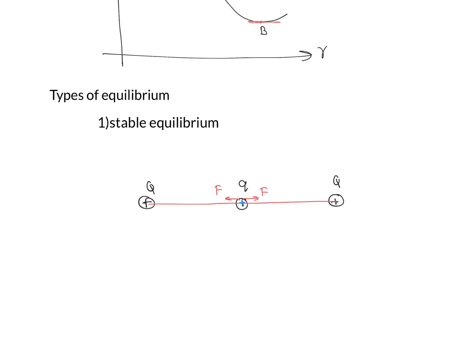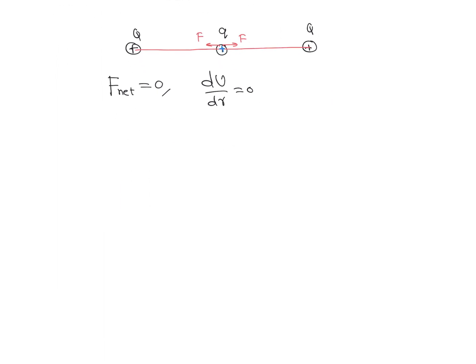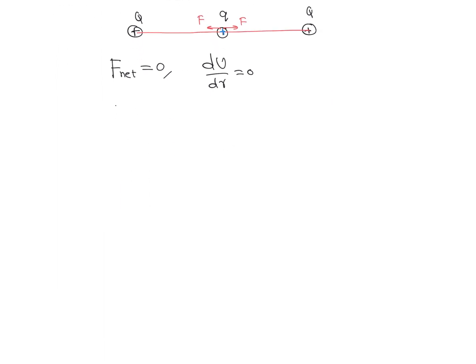So one condition we can definitely write is that the net force acting on this one should be equal to 0, or we can say that the value of du divided by dr should be equal to 0. Now if we draw a graph showing the relation between the potential energy of a particle as a function of its position vector.